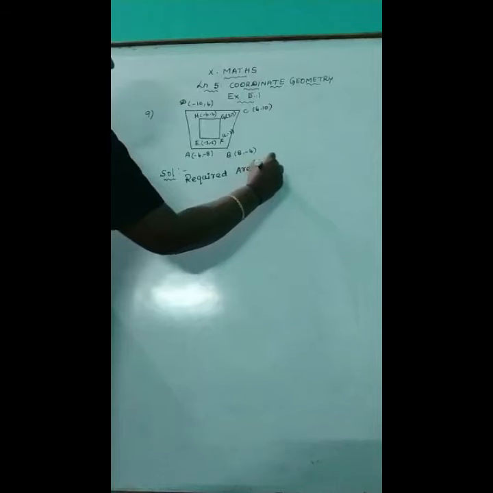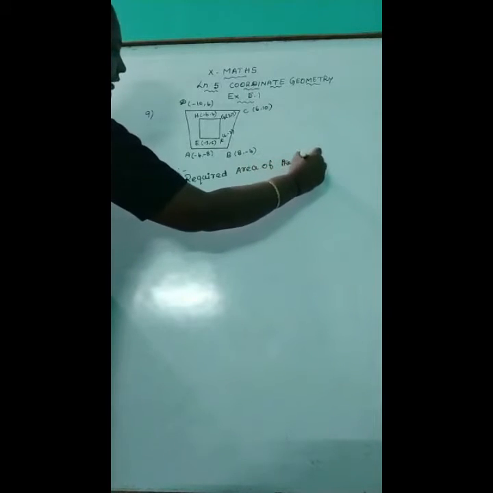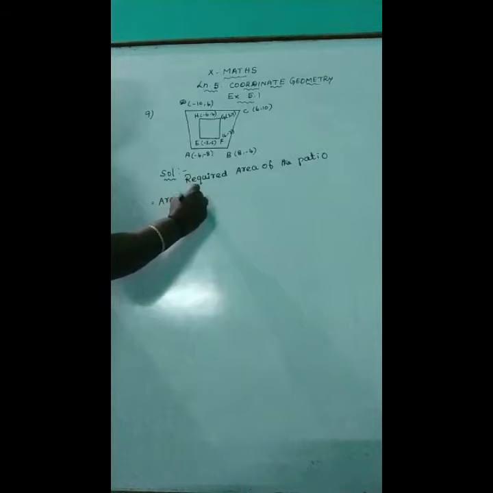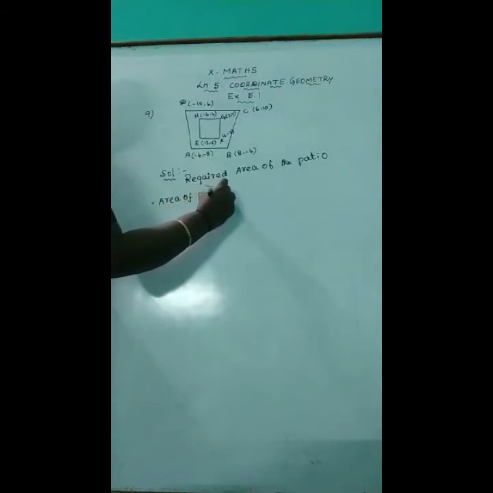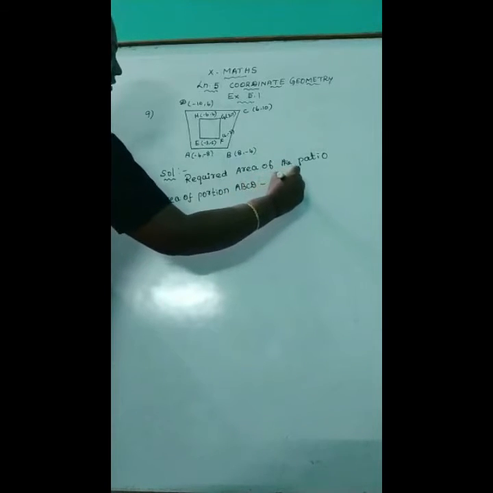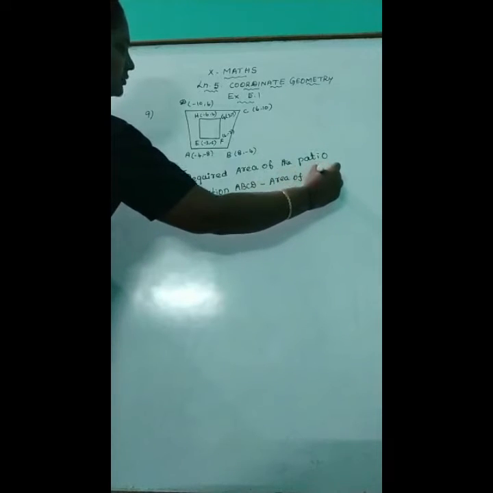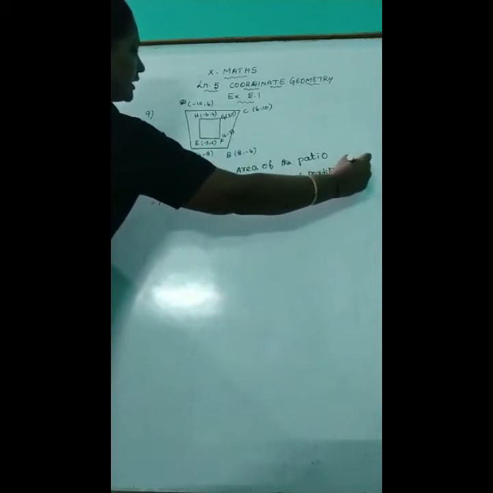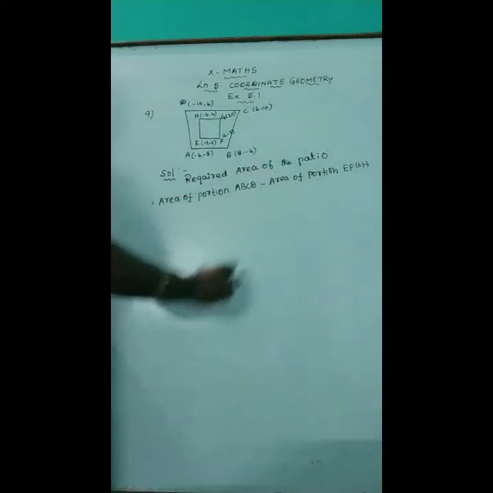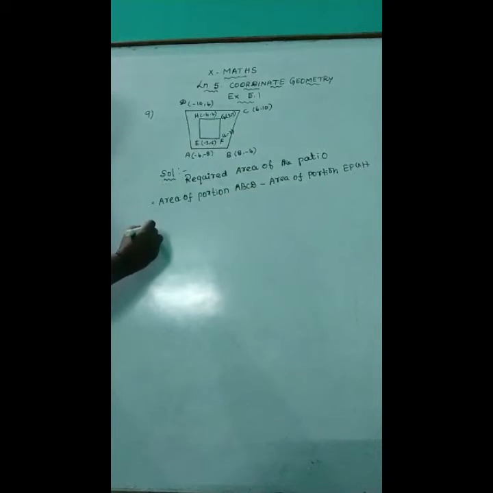Area of the patio is equal to the area of the quadrilateral portion ABCD minus the area of portion EFGH. So first we find the area of the portion ABCD, next we find the area of the portion EFGH, and the two answers are subtracted at the end. So already we know the area of the quadrilateral formula.